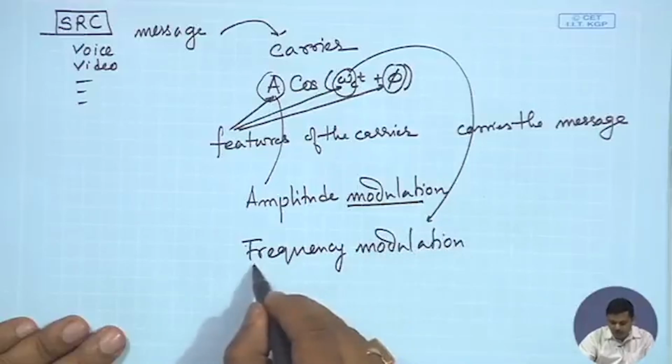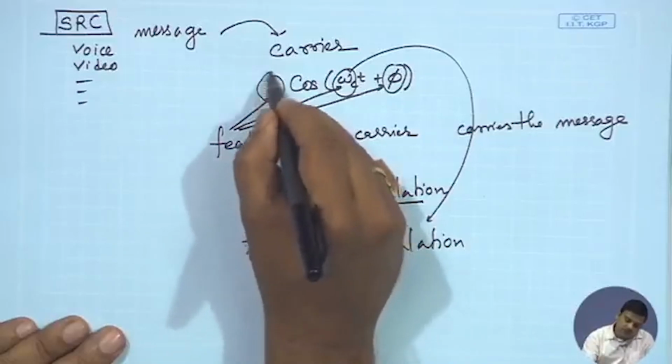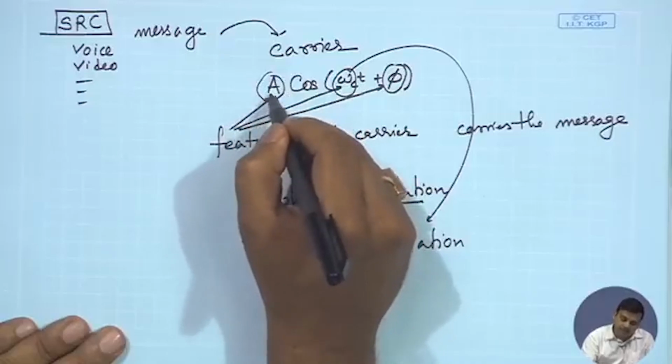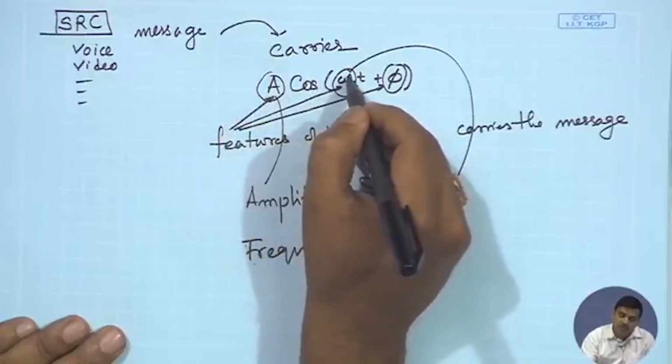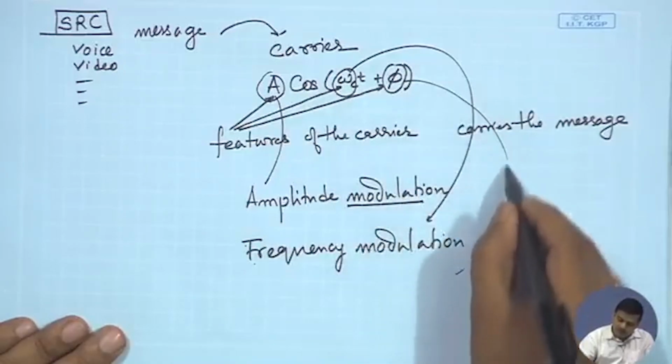Generally when you talk about frequency modulation, you consider that you are not going to touch the amplitude. This remains constant with time, and the phase becomes a function of time. And the third is phase modulation.